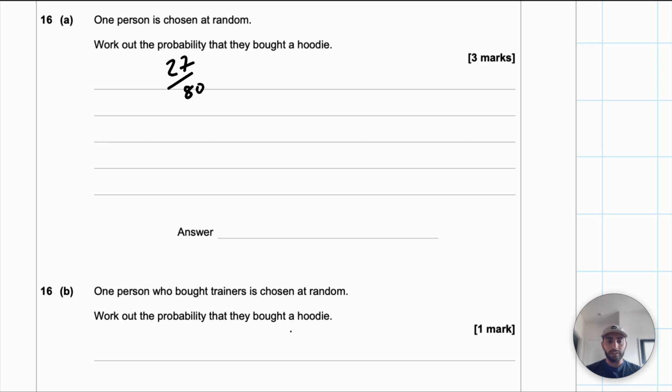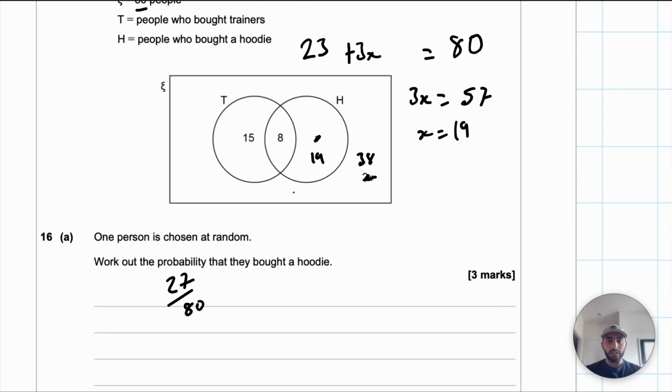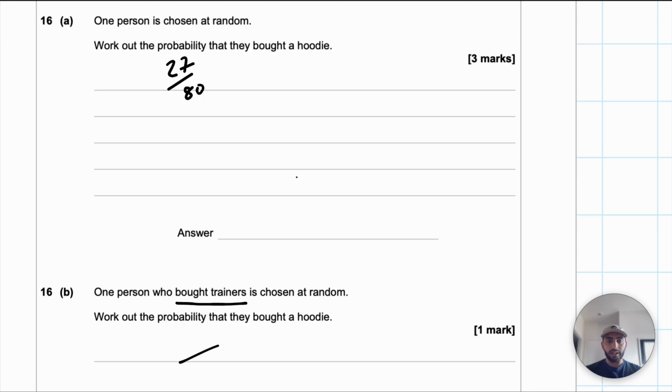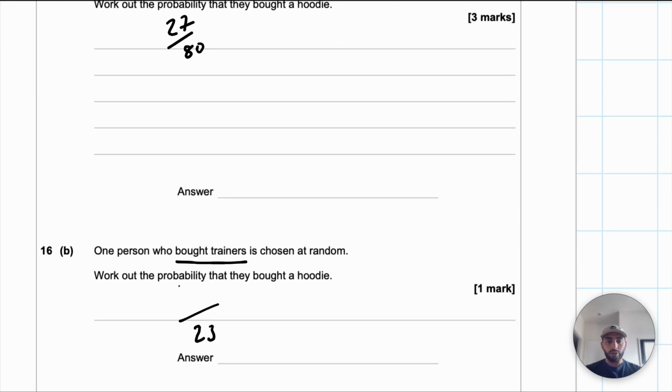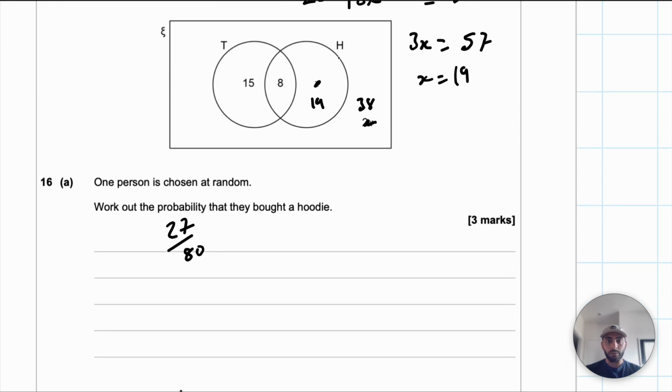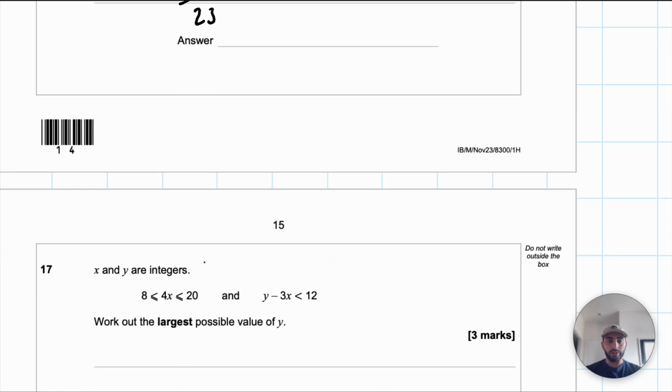Work out the probability that they bought a hoodie. Because we're looking at a "given that" statement, we're going to find the people who bought trainers first. That'll be our denominator. The people who bought trainers, 15 and 8, is 23. We're looking for the people that bought a hoodie from those people. So the people that bought a hoodie from those is 8. So it'll be 8 out of 23.